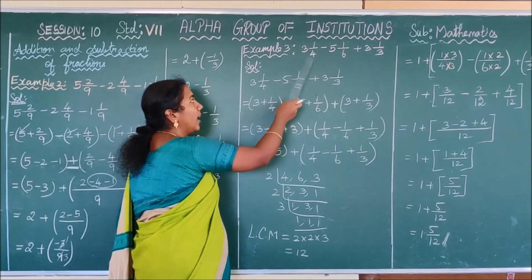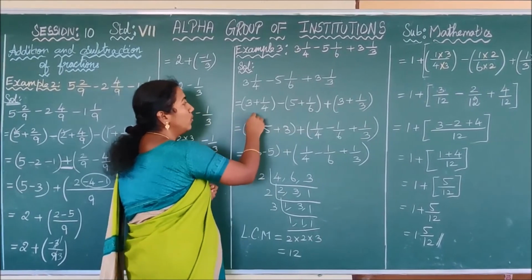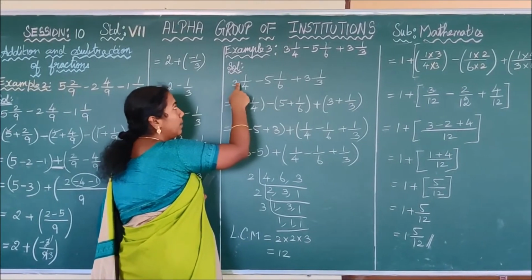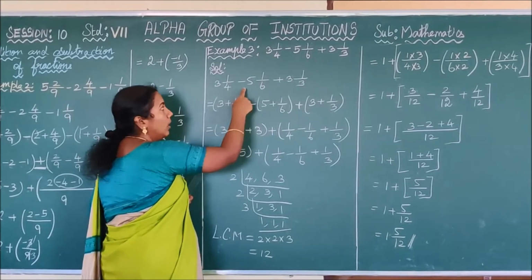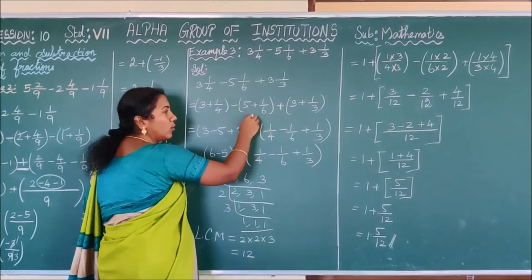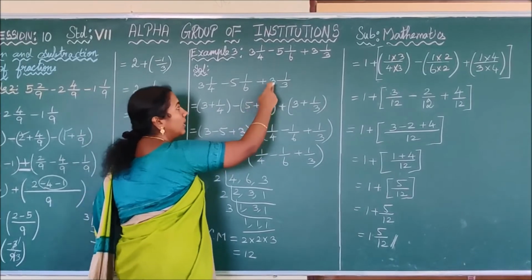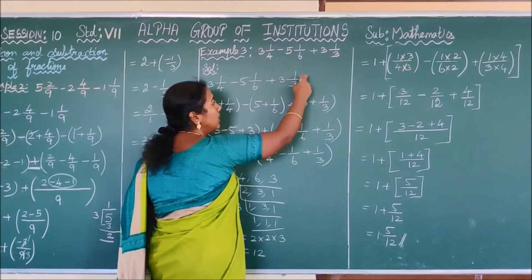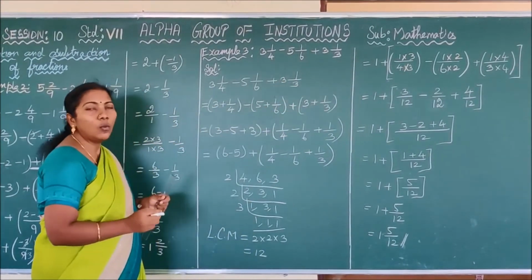See here, again write the question. Now we are going to include the symbol plus. 3 plus 1 by 4 minus 5 plus 1 by 6. You have to use brackets to write these fractions. Okay. And then plus 3 plus 1 by 3. It's clear, children. What is the next step?